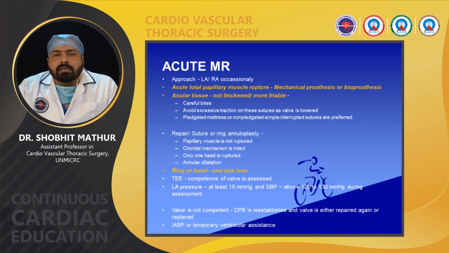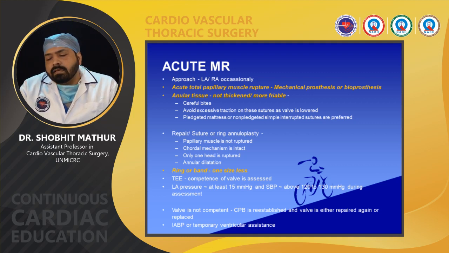TEE is used to assess the competence of the mitral valve and the competence of our ring repair. The competence has to be assessed at LA pressure minimum 15 and systolic pressure minimum 120. If the valve is not competent, immediately we have to re-establish the CPB and either repair it again or better implant a prosthetic valve. IBP or ventricular assistance devices have to be kept standby.